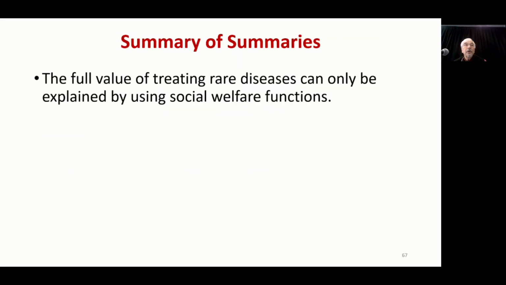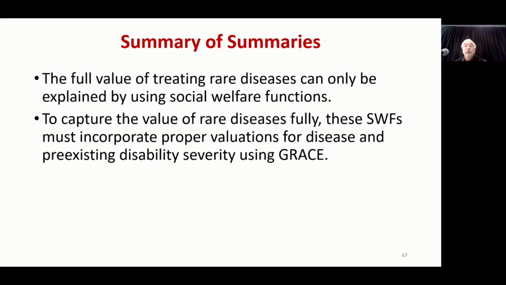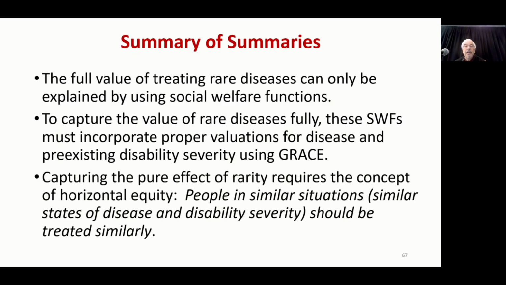So I'm now going to summarize my summaries: the full value of treating rare diseases can only be explained by using social welfare functions. To capture this correctly, they have to use GRACE to capture rarity and disability, the implications of diminishing marginal utility, and they have to introduce the concept of horizontal equity. People in similar situations should be treated similarly.